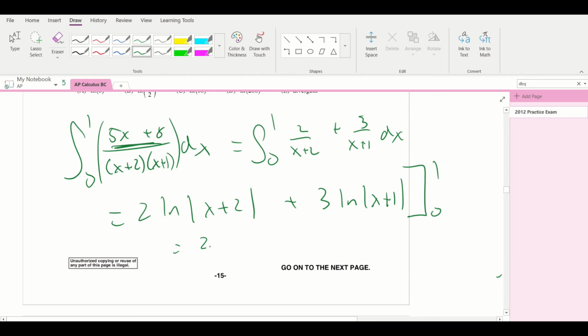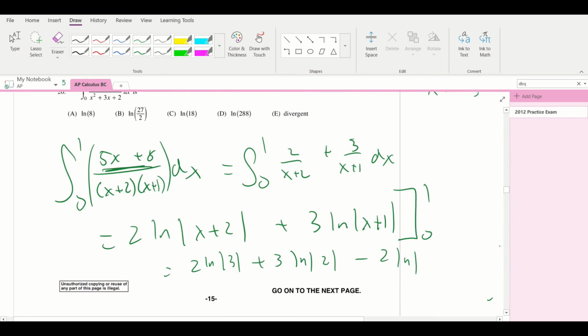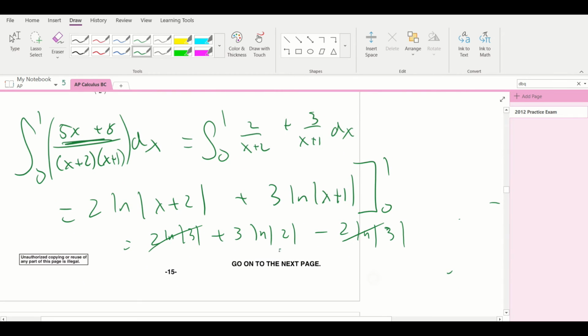So this is equal to 2 times the natural log of 3 plus 3 times the natural log of 2 minus 2 times the natural log of 3. So these cancel out, and you bring this power up here. So it's just the natural log of 8.